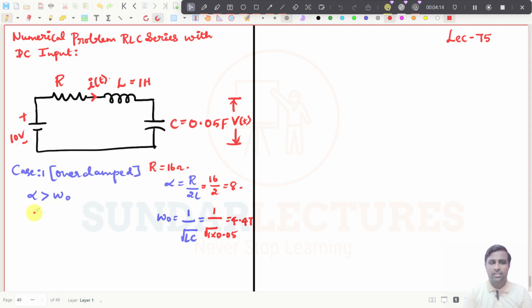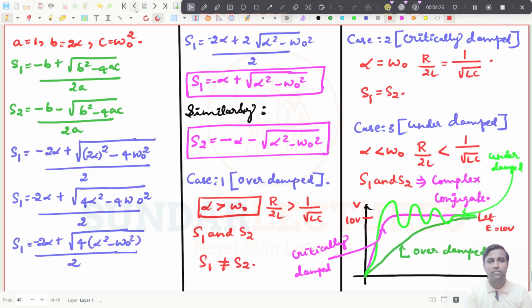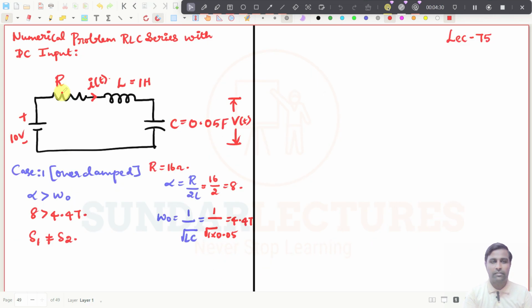So now you see this is 8 and that is greater than 4.47. So obviously this case is going to be overdamped, and in the overdamped condition S1 should not be equal to S2. That is what is going to happen, right? You see, that is what we have seen. See here, S1 will not be equal to S2. That is what we have seen already.